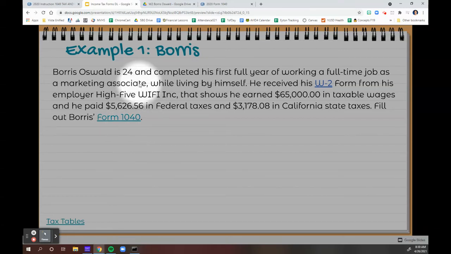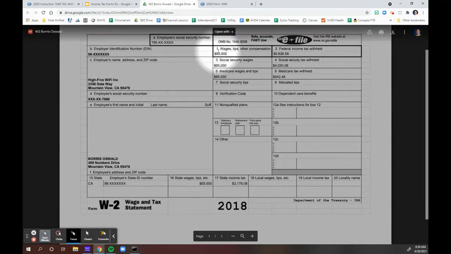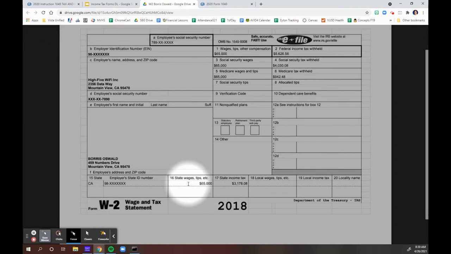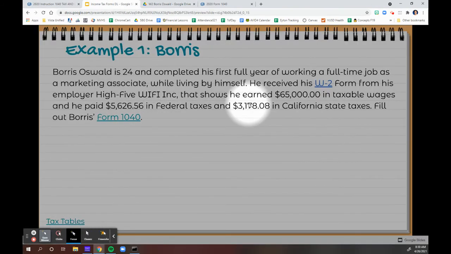So for this example, we have Borris, and we're going to be completing our federal 1040. He's 24 and is a full-time worker, received his W-2, so we can click that and see that it gives us his wages, his federal income tax withheld up here, so box 1 and box 2. And then if we were going to be filing for our state taxes, we would also need boxes 16 and 17.